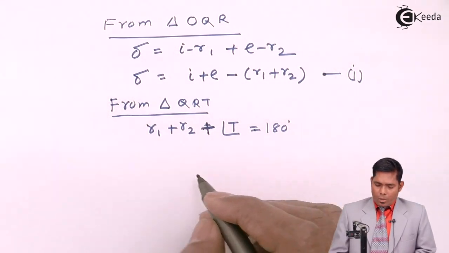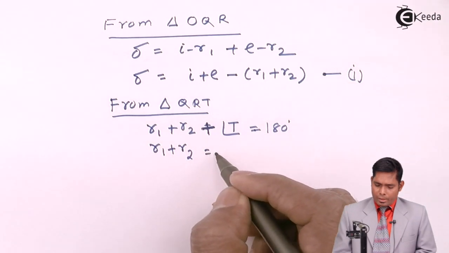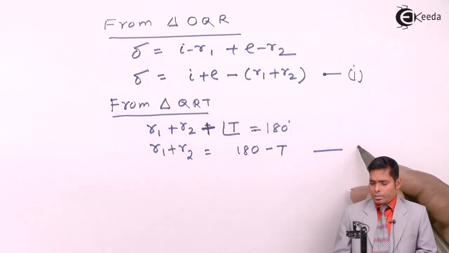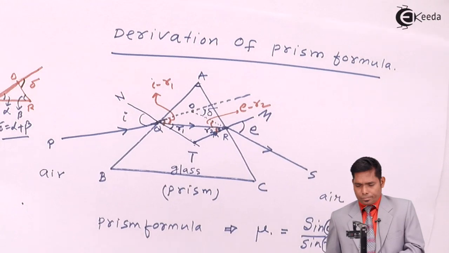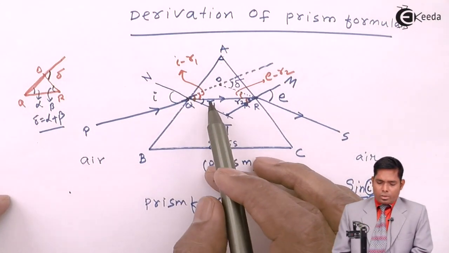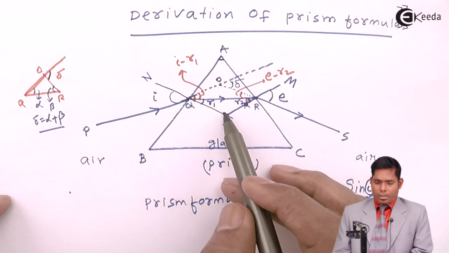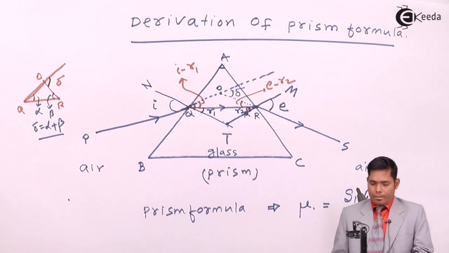Okay. Now I write that R1 plus R2 from here is 180 minus T. This is equation number 2. So what I have done, these two angles plus this angle, I call this angle T. So the sum of three angles is 180 degrees.